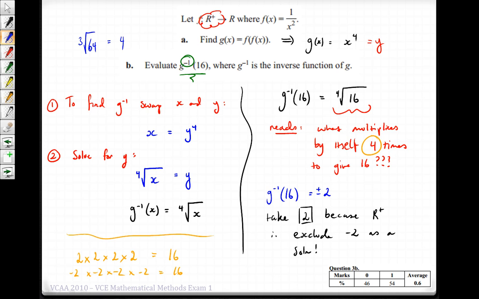So just have a go at practicing a few of them. That's the only advice I can give you. But at any rate, our answer for g inverse of 16 equals 2.